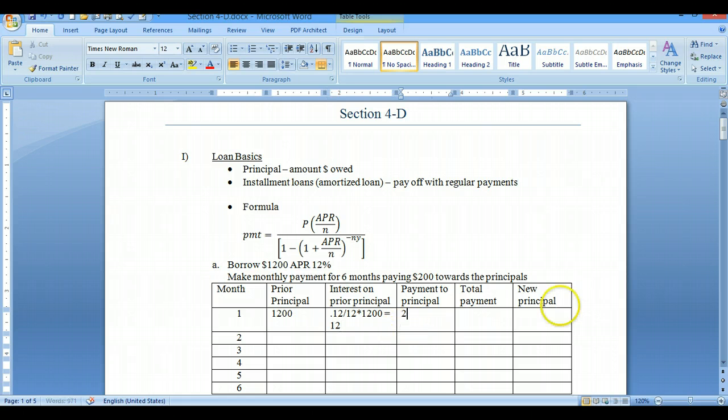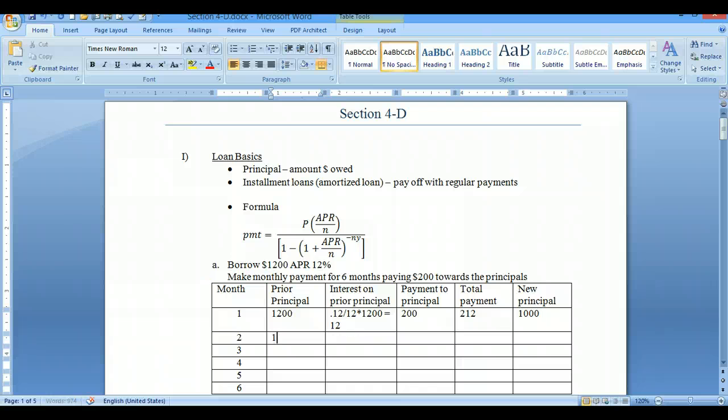Payment to principal, we were told that we're going to make monthly payments for 6 months of $200. So now my total payment will be the payment towards my principal and the interest. So the payment here is $212. Now the payment to the principal is how much I'm paying towards the principal here. If I'm paying $200, my new principal is $1,000. And that $12 here isn't subtracted because I'm being charged that interest, so I have to pay that $12.